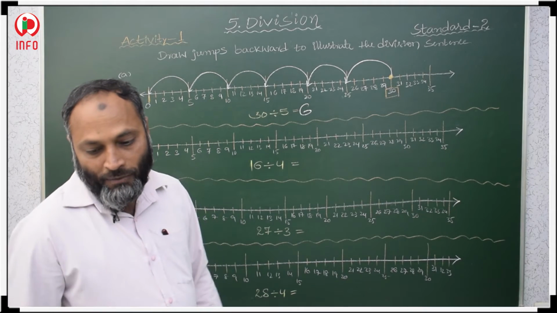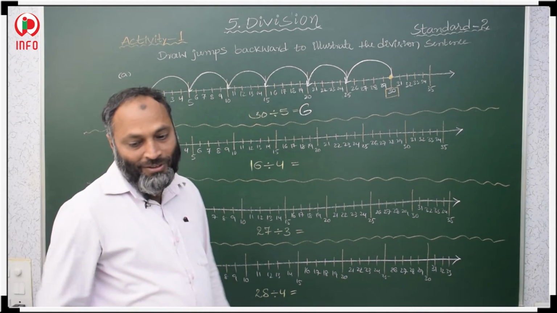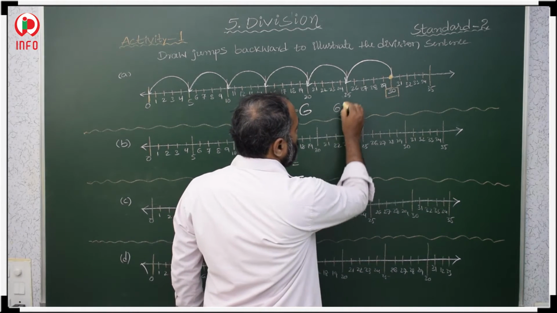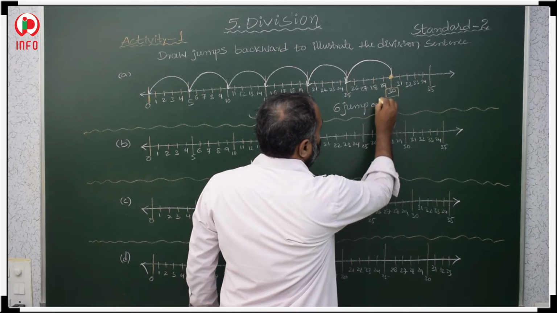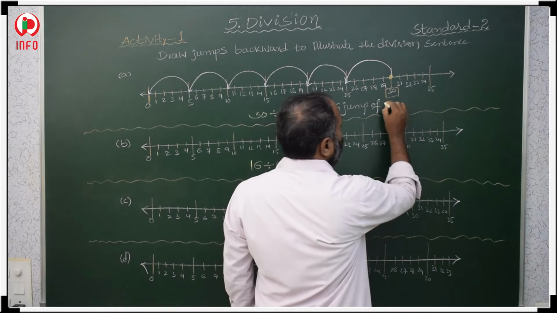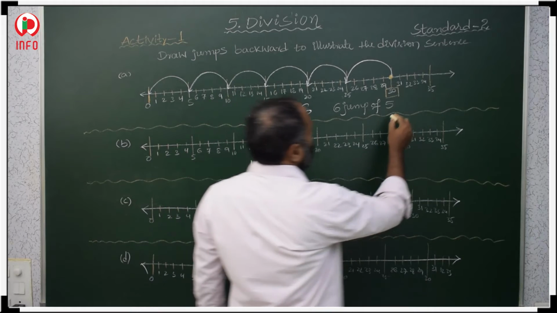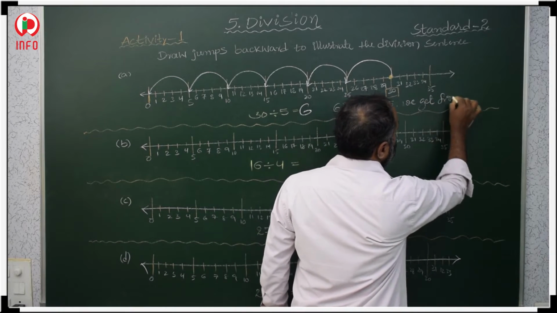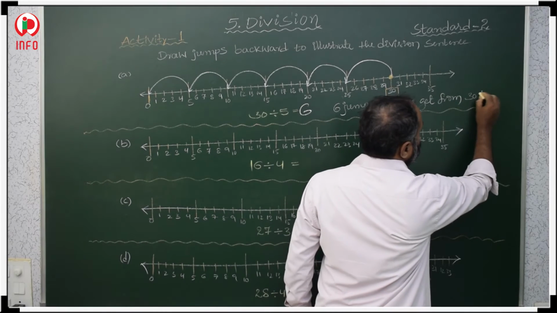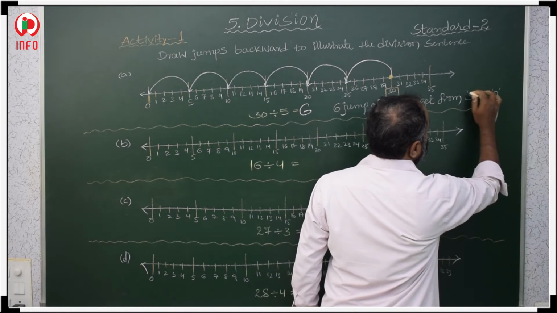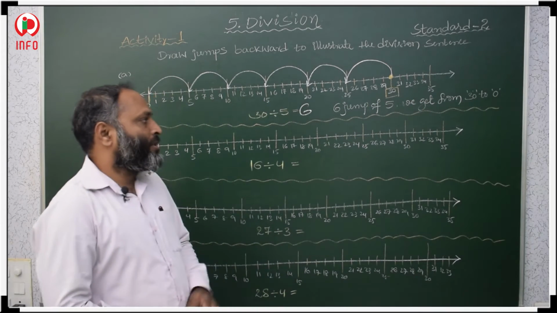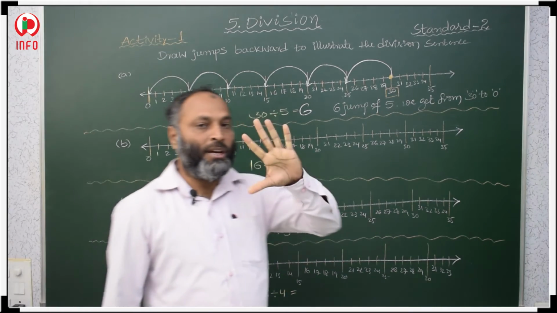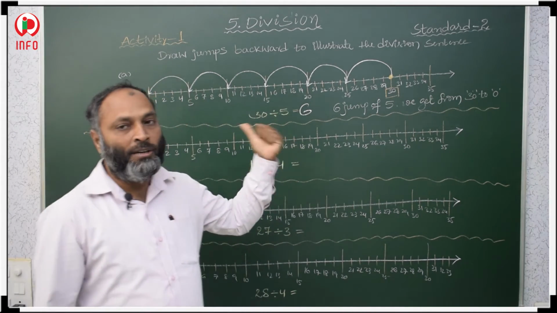Then we have to write the sentence also. So here, how many jumps? 6 jumps of 5. So we get from 30 to 0. How many jumps do we need? We need 6 jumps of 5 each. So then we get 30 to 0.